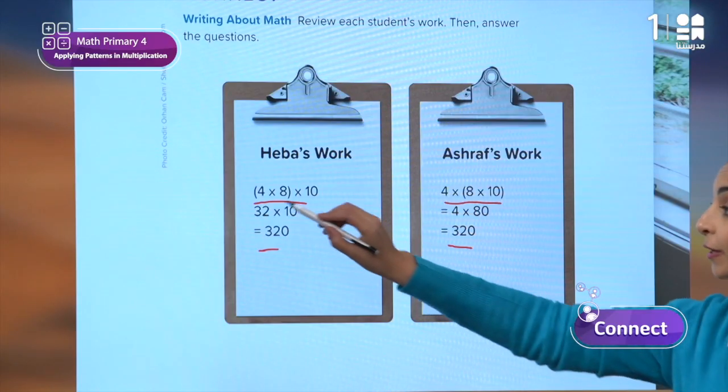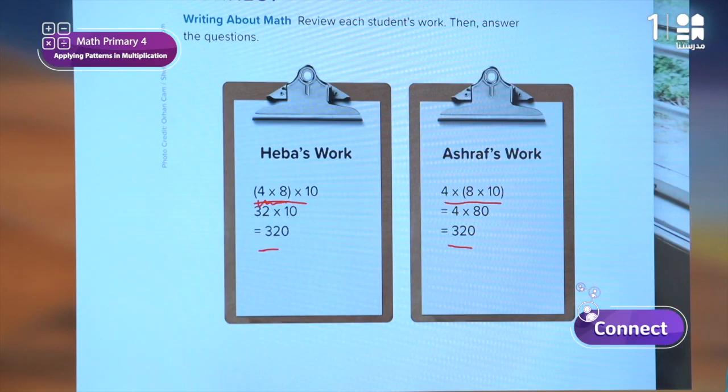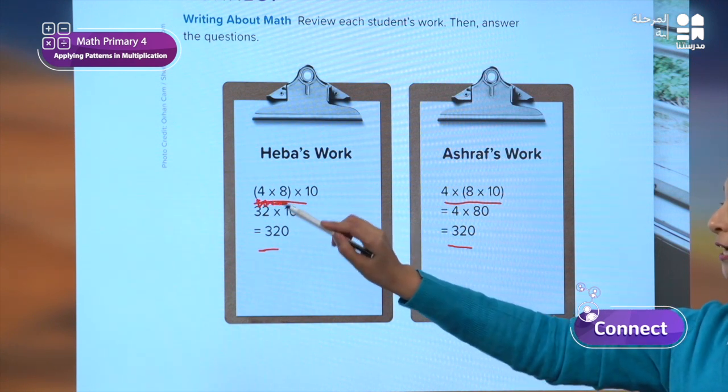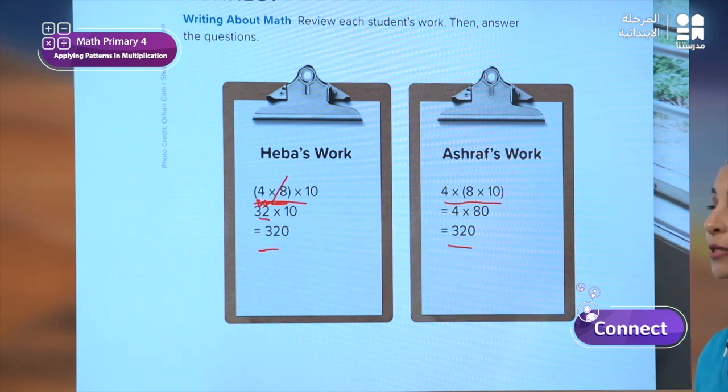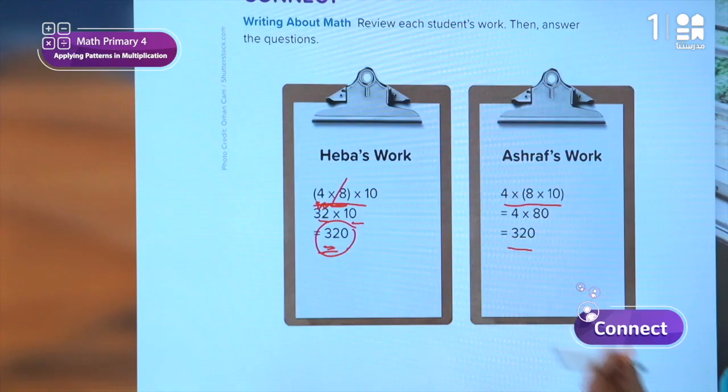هبة عملت ايه؟ هبة عملت brackets between 4 and 8 زي ما احنا شايفين كده, which is equal to 32. يعني هي عملت bracket between 4 و 8 وقالت ان 4 times 8 equals 32. Then she multiplied 32 by 10, right? طيب عملت ايه to multiply 32 by 10? عملت 32 times 1 gives me 32 and then she add the 0. So the product is 320 as you see.